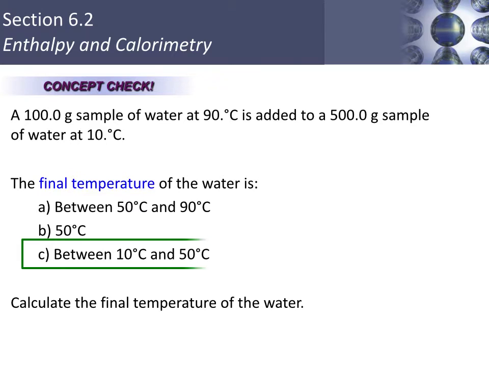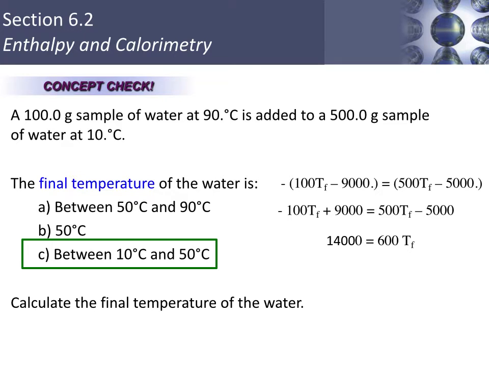If you said that the final temperature would be between 10 and 50 degrees Celsius, you would be correct. How would you figure that out? Well, you would set up your equation like you did before. So you've got 100 grams times the specific heat times the change in temperature is going to equal 500 grams times the specific heat times the change in temperature. We can multiply and simplify as much as we can, and eventually we will get to 23.3 degrees as the final temperature.